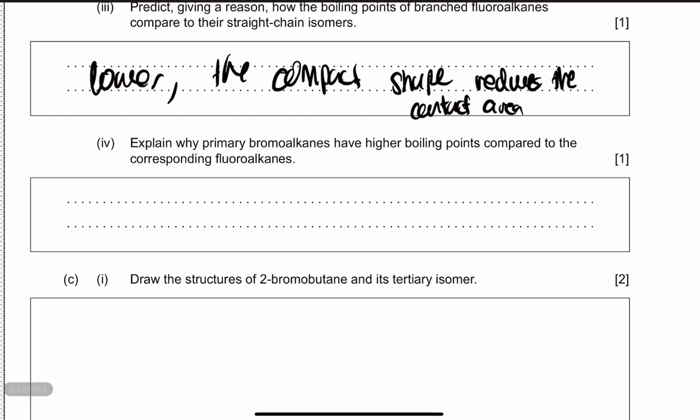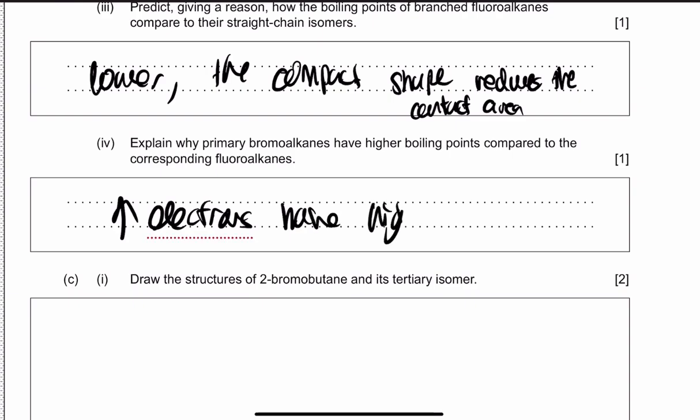Explain why primary bromoalkanes have higher boiling points compared to the corresponding fluoroalkanes. Why? Primary bromoalkanes. Oh, this is quite easy. So this is just simply because it has more electrons. So more electrons have higher LDF. I assume that's what it wants us to refer to.